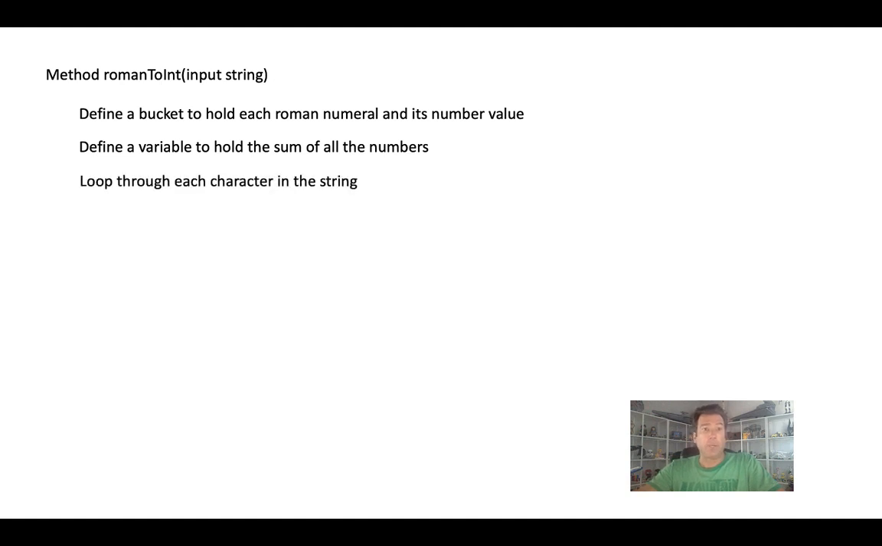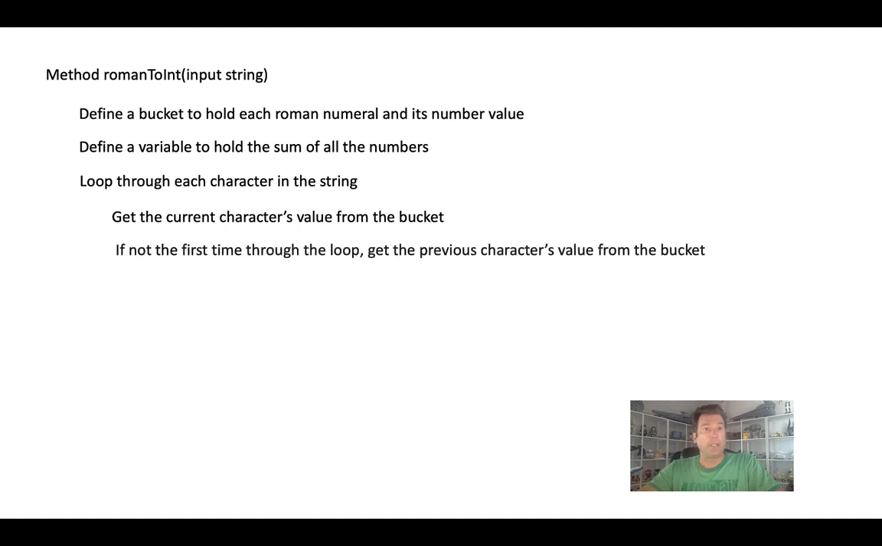So we're going to loop through each character in the string. We're going to get the current character's value from the bucket. Now, if it's not the first time through the loop, we're going to get the previous character's value. So in the example of 4, the previous character would be I, and the current character would be V. But the first time through the loop, you don't have a previous character, so we're going to skip that. We'll have to throw in logic to skip the first iteration.